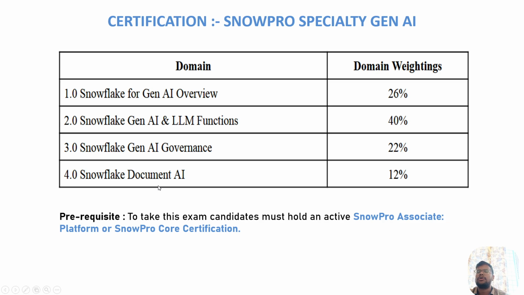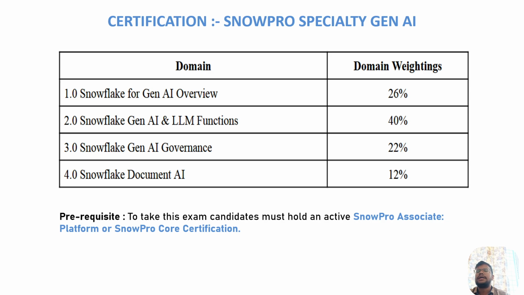Document AI is pretty simple. Whatever contractual documents you have, any PDFs or JPGs from which you want to extract text, or some tax invoices, you can extract the text from them and fill it into your structured table so that you can apply some of the Gen AI concepts.